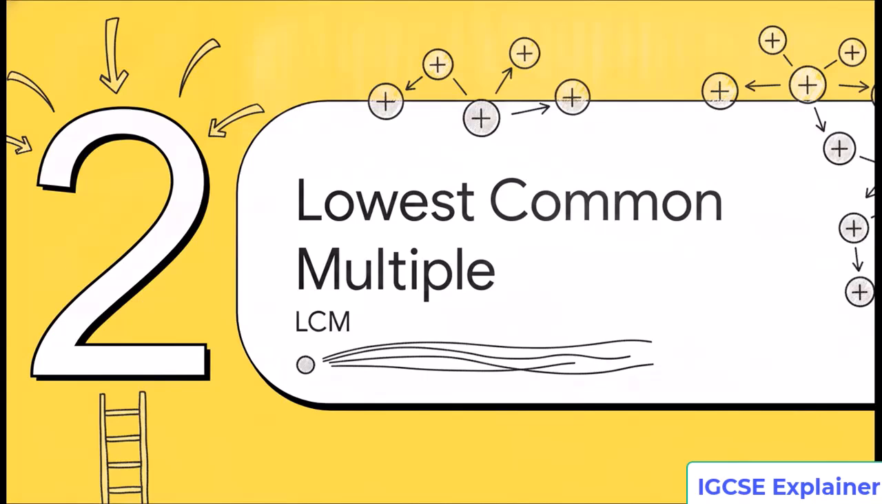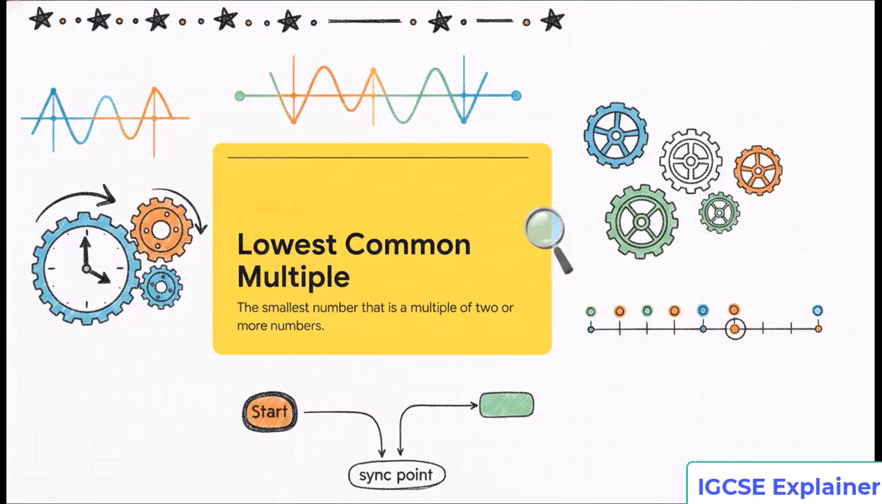Section 2. Lowest common multiple, or LCM for short. The lowest common multiple, or LCM, is exactly what it sounds like. It's the smallest number that happens to be a multiple of 2 or more numbers. You can kind of think of it as the very first shared answer between different times tables. And here is a fantastic real-world hint for you. LCM is the tool you reach for when you want to synchronize events that are happening at different intervals, and you really want to know when they're going to happen at the exact same time again.